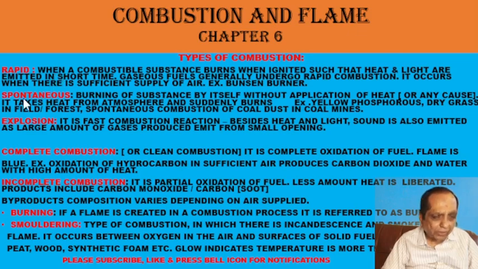Then spontaneous. Now I explained to you what ignition temperature is. So if the ignition temperature is around room temperature, then at any time when room temperature becomes more than the ignition temperature, that substance may burn. Combustion will start in that substance. A good example is yellow phosphorus. If yellow phosphorus is kept at room temperature, it may catch fire by itself. So that is called spontaneous burning, spontaneous combustion. So a spontaneous combustion example is phosphorus.